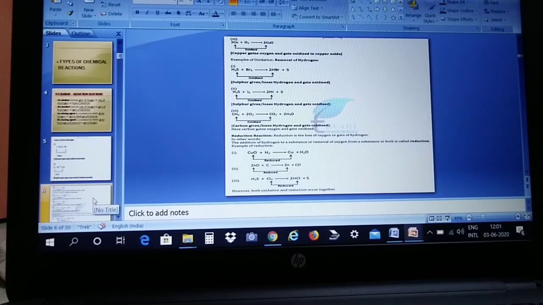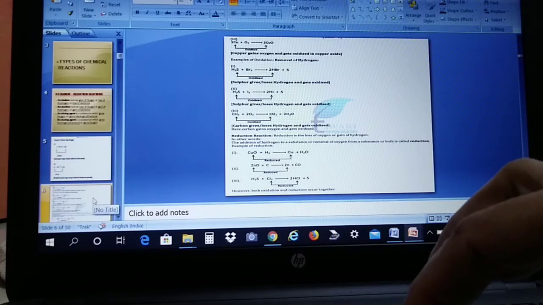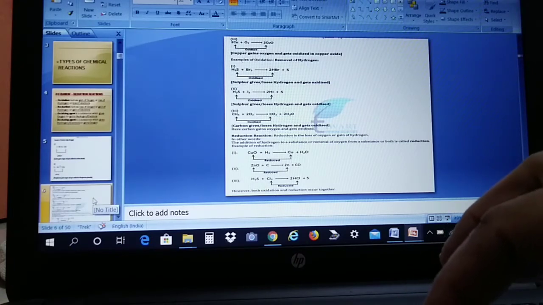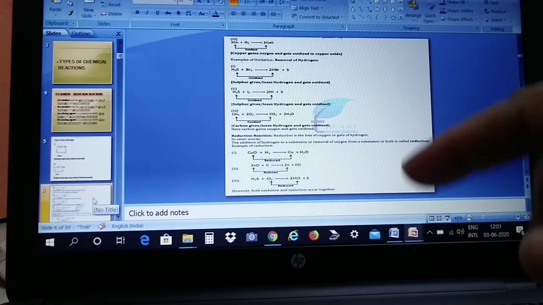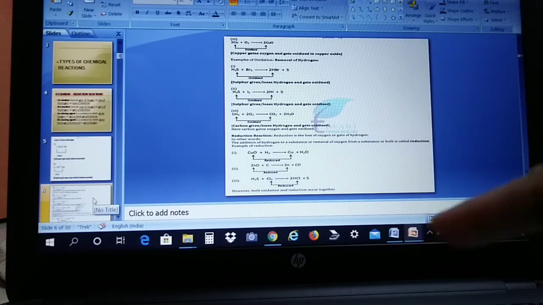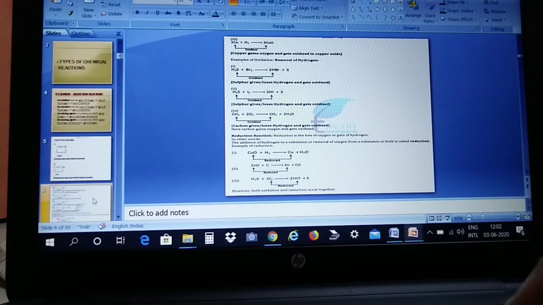Next you have zinc oxide plus carbon giving you zinc plus carbon monoxide. Here zinc oxide is getting reduced to zinc. Again you see the reactants and the products, and you show the arrow the way it is shown. Then hydrogen sulfide plus chlorine, please take down this reaction, gives hydrogen chloride plus sulfur. Here chlorine is getting reduced to hydrogen chloride, because it is gaining hydrogen, therefore it is getting reduced.